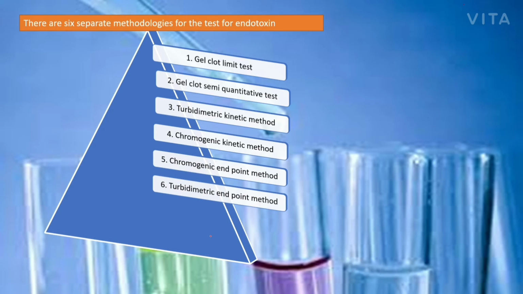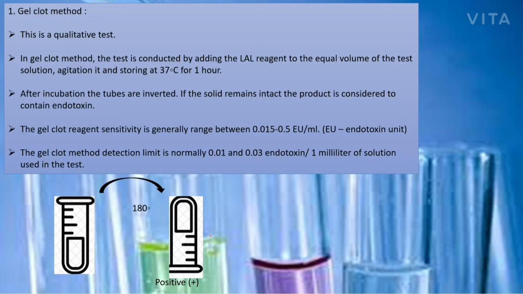The first is the gel clot limit test, the second is the gel clot semi-quantitative test, the third is the turbidimetric kinetic method, the fourth is the chromogenic kinetic method, the fifth is the chromogenic endpoint method, and the sixth is the turbidimetric endpoint method. So let us see what the gel clot method is.